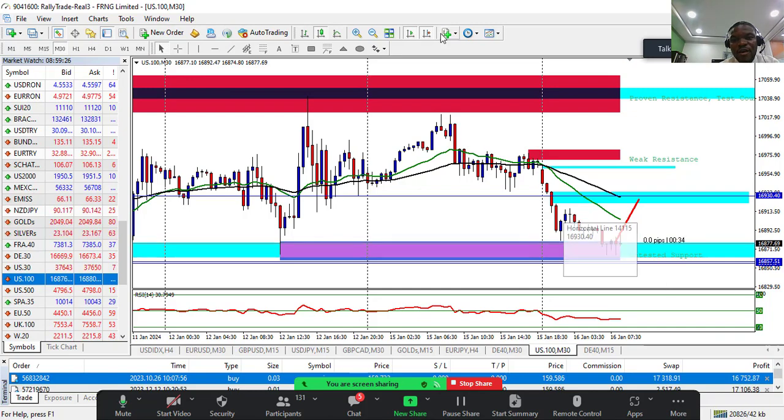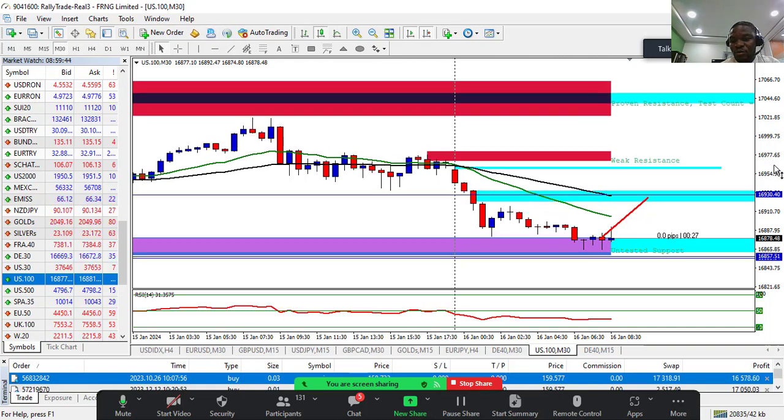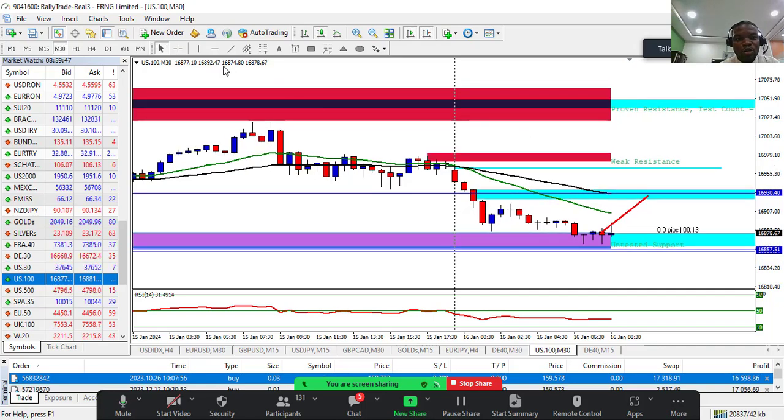So as you can see, if you zoom in carefully, you will see that we have a double bottom here on this 30 minutes time frame. If you move towards the 5 minutes time frame, you will see very clearly that this is a double bottom. So if the price breaks through this support, then it means the momentum is still very much available, pushing the price towards the downside. So I will still want to sell if the price breaks through this support.